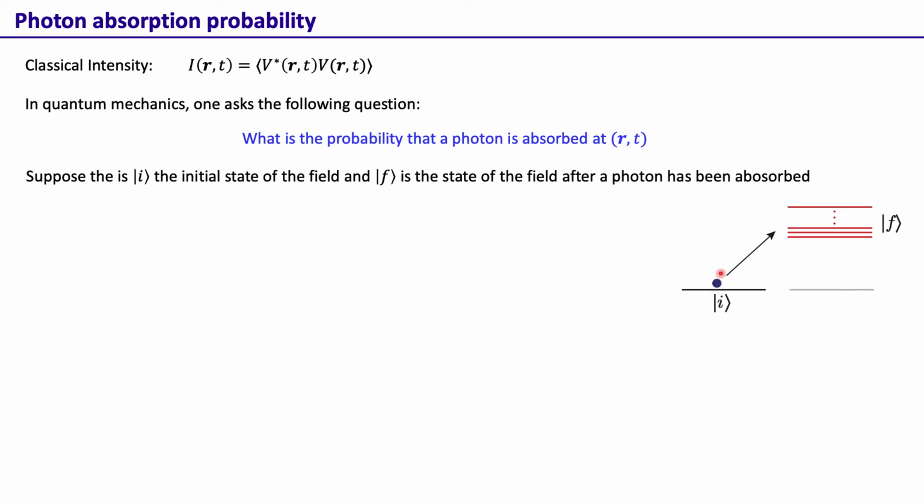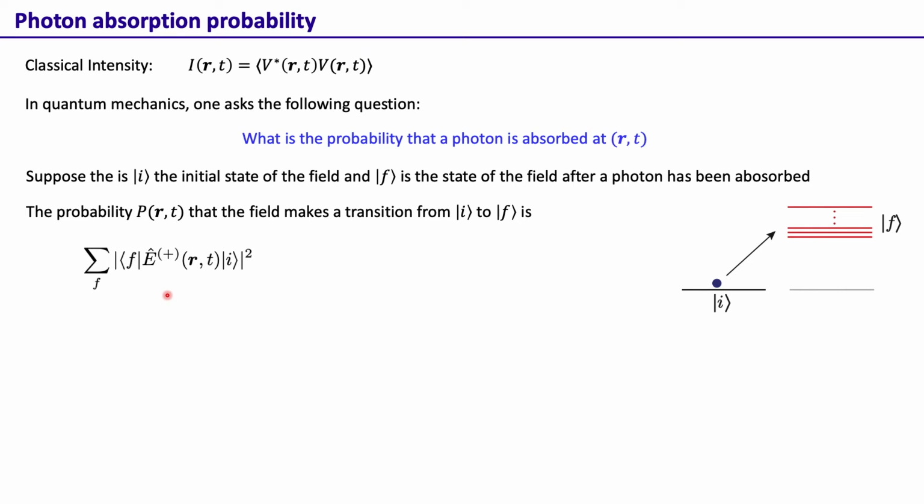So what is the probability that the field absorbs a photon and goes into the state F? This can be calculated by this transition matrix element, where this is the initial state, this is the E plus, the annihilation operator, which corresponds to the absorption of a photon, because of which the field goes into the state F. So this transition matrix element represents the probability that a field absorbs a photon and goes to this state. This represents a probability that a photon is absorbed at (r,t).